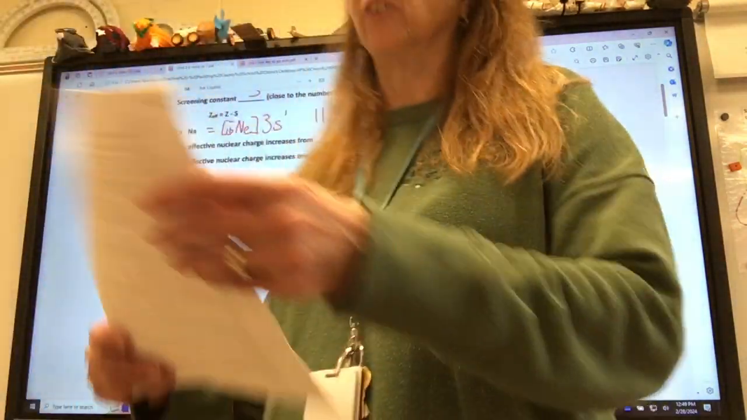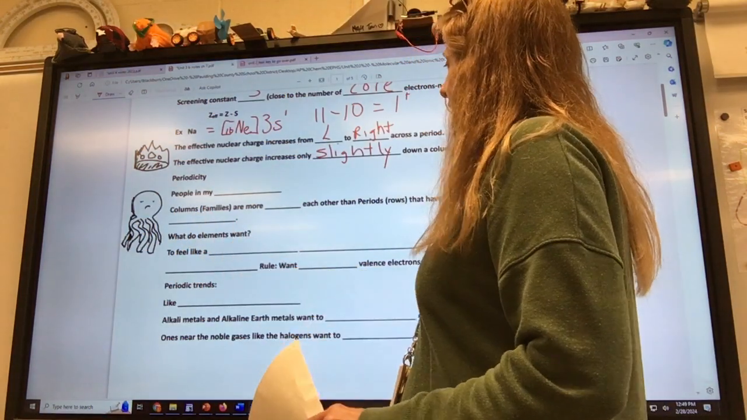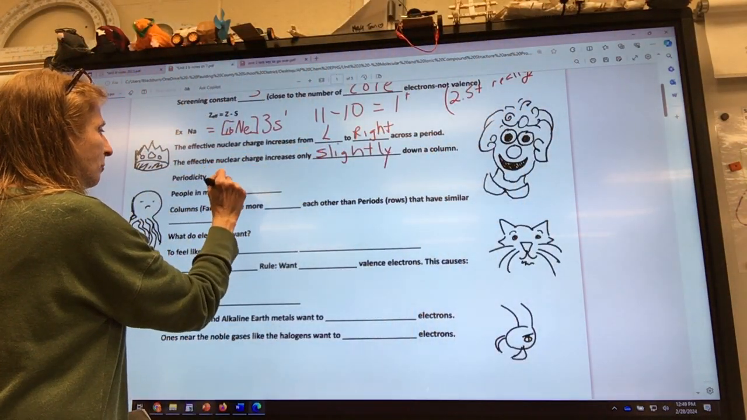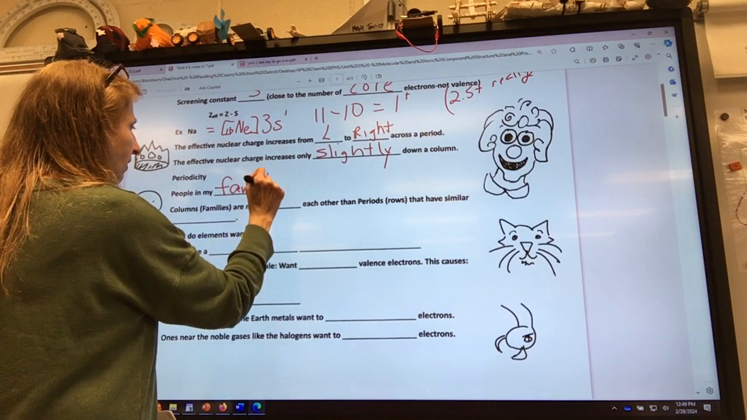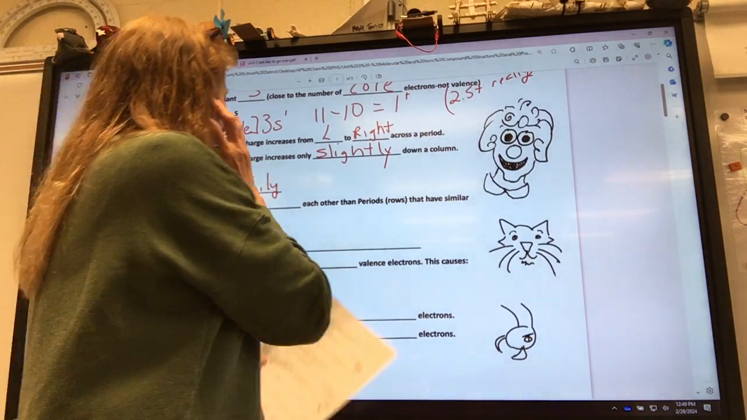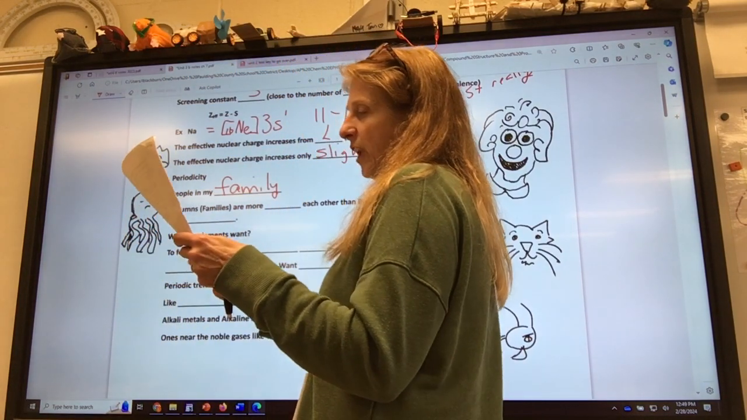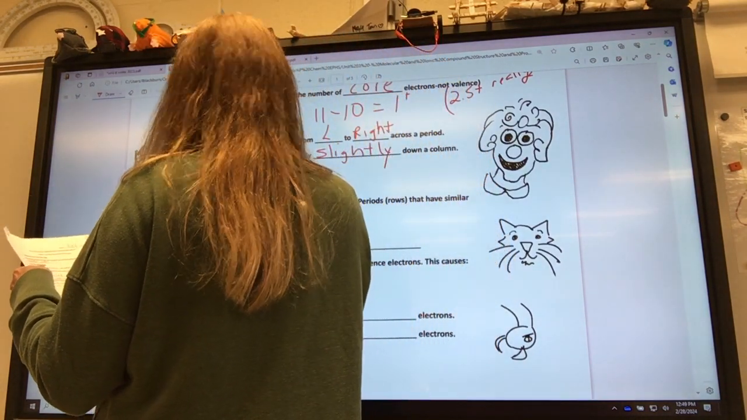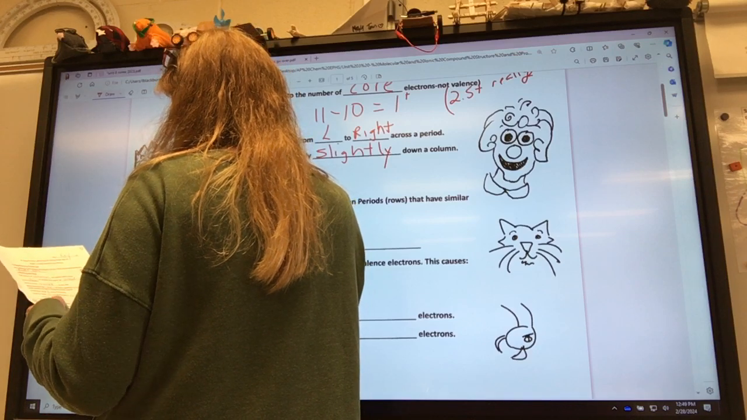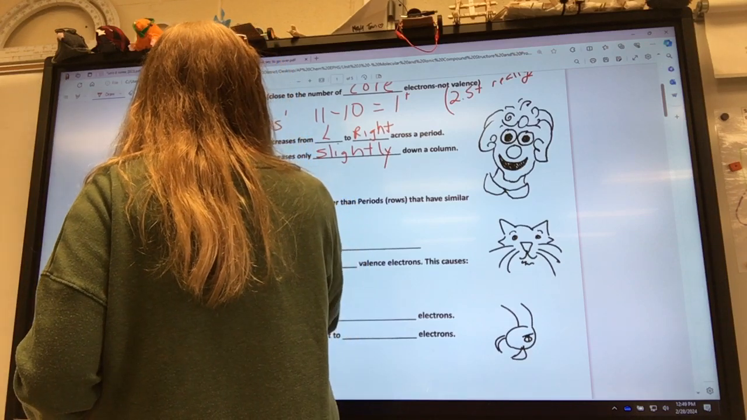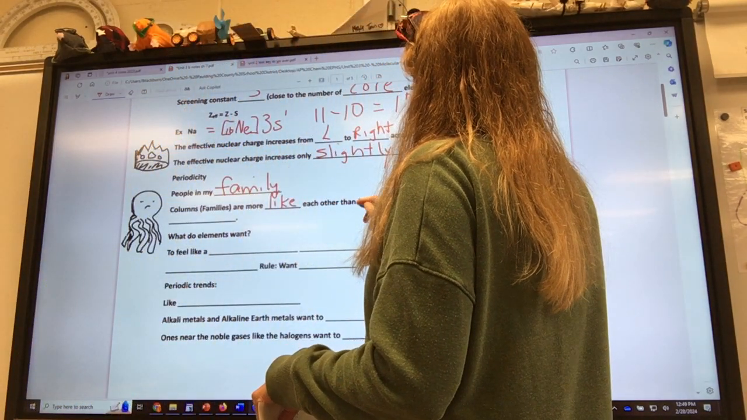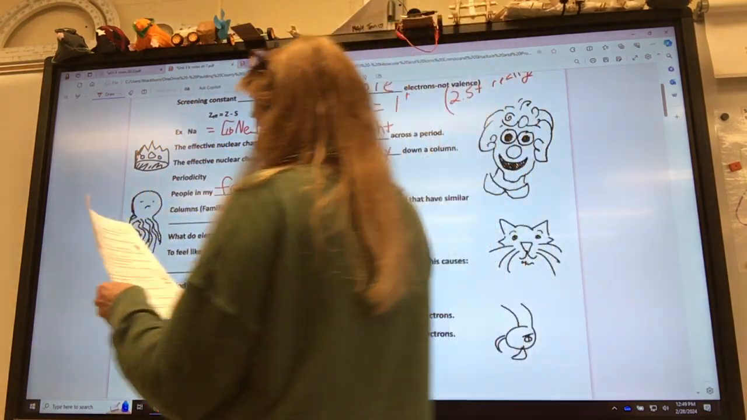But it's much easier if you have your book. Okay, so people in my family, that's what the mom is over there. The moms both had red curly hair. Okay, the columns or families, periodicity, are more like each other than periods, rows that have similar members.